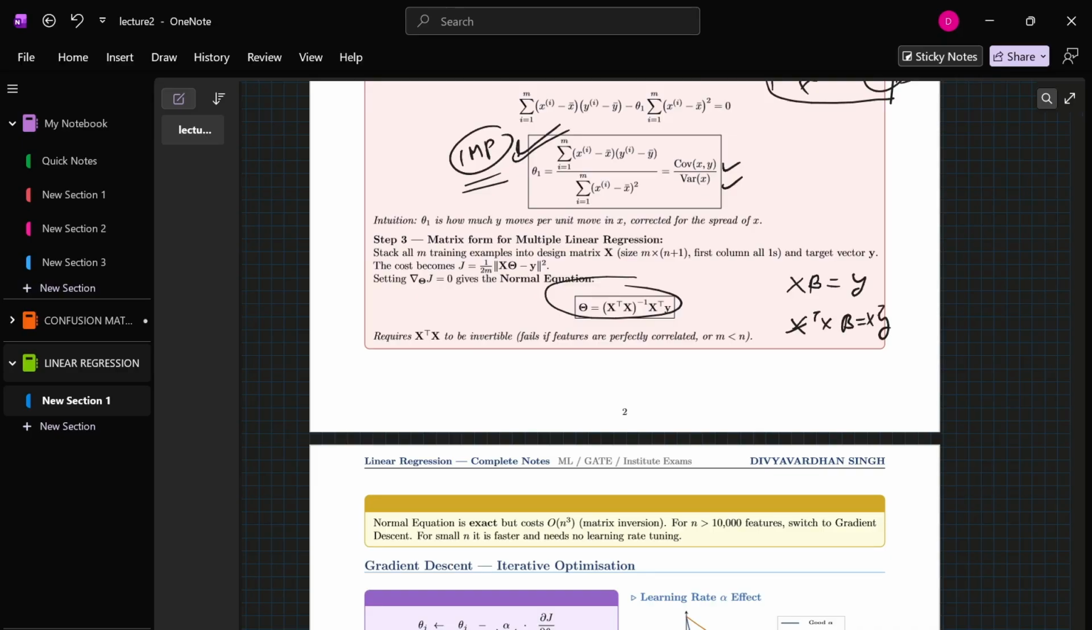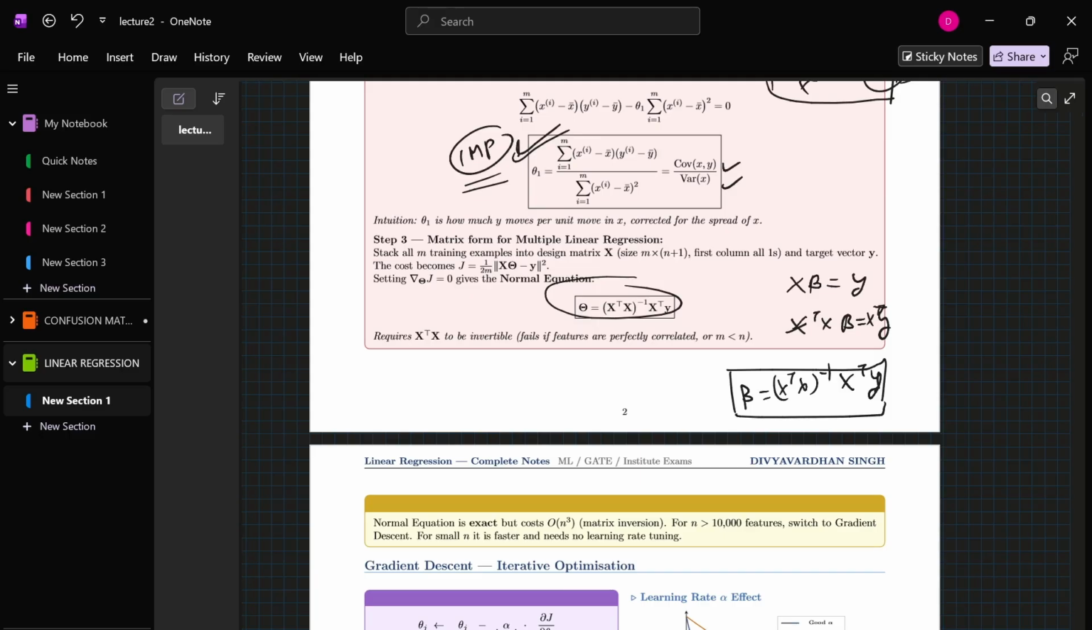Now multiply X transpose on both sides, so it will be X transpose X into beta equals X transpose y. Okay, now to calculate the matrix and vector values for beta, we take the inverse and move it to the other side. So finally we get beta equals X transpose X whole inverse into X transpose y. So in one shot you get one equation which can give you the exact solution.